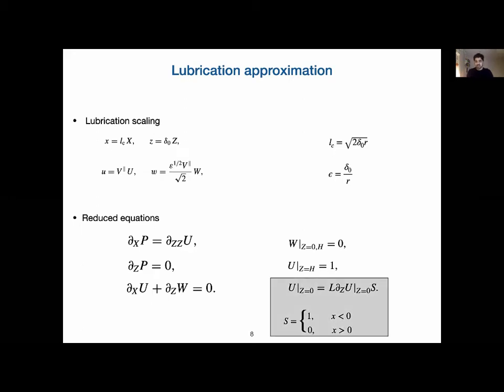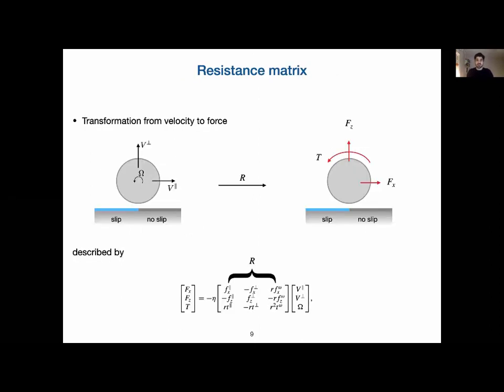Now, what we changed is really only the boundary condition at the bottom wall, such that its slip length here is big L in non-dimensional form, and there's also a step function S here, which is 1 if x is smaller than 0, and 0 if x is larger than 0. So this is basically the only modification we made to Reynolds equations, and we can solve these analytically.